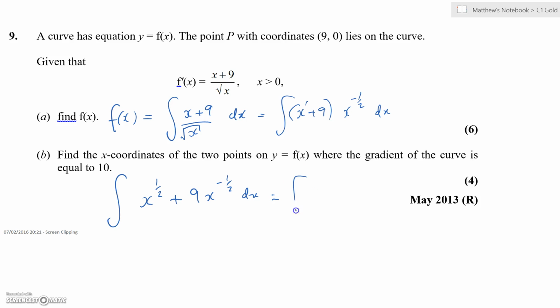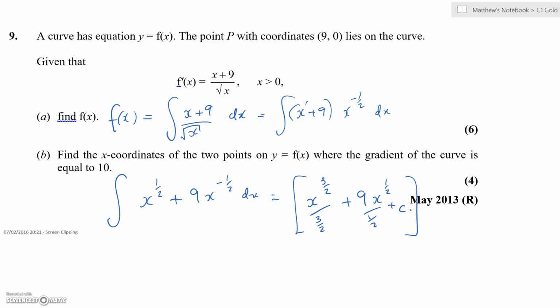Remember, big brackets when you integrate because you may need to put limits on. So we add 1 to the power and divide by the new power. So that's 3 over 2. We're going to divide by that. Plus 9. Add 1 to the power, so that's a half, and then we divide by that. Remember, you're going to have a plus c.